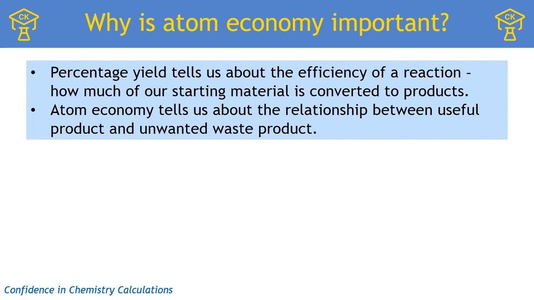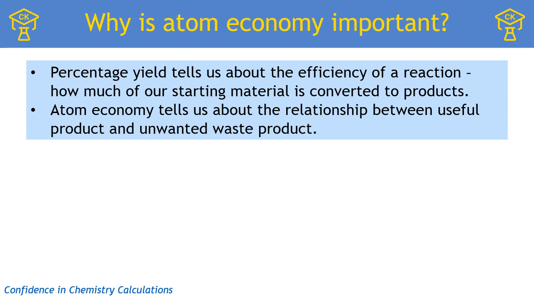It tells us about the relationship between the useful product that we actually want and unwanted waste products. For example, the water that's produced as part of the neutralization when I'm trying to make a salt. So if we want to manufacture a particular chemical, yield is important, but it's not the only thing that we need to consider.